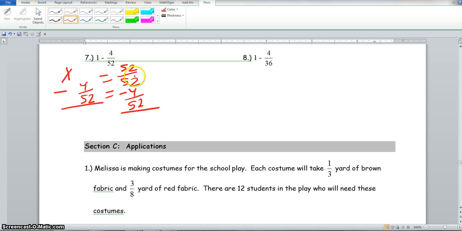Now the reason why we do that is because we know we cannot subtract or add fractions unless they have the same denominator. So we have the same denominator here, now we can subtract.